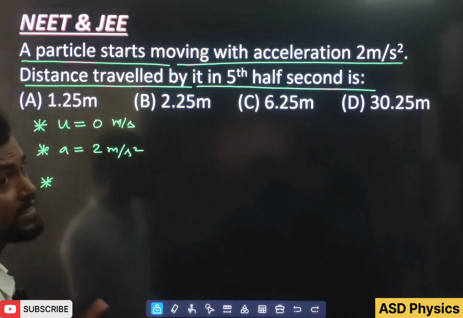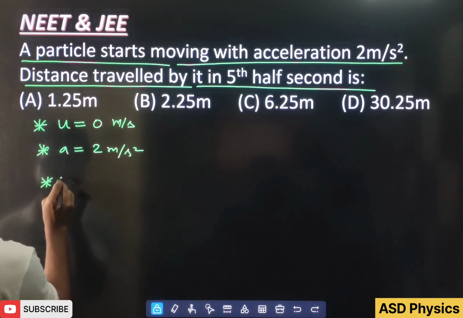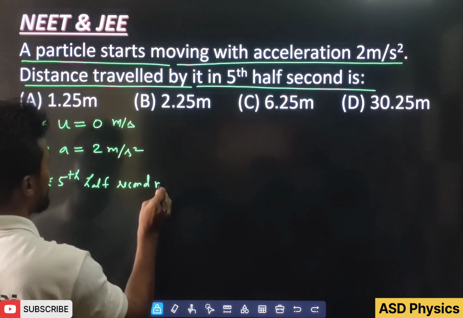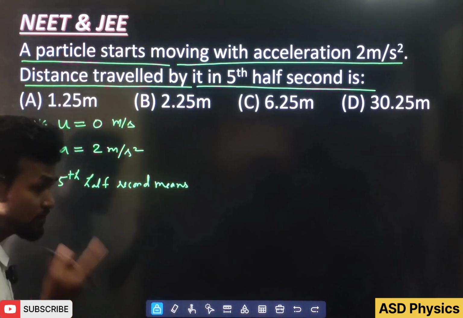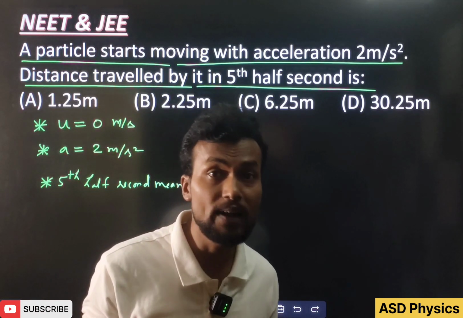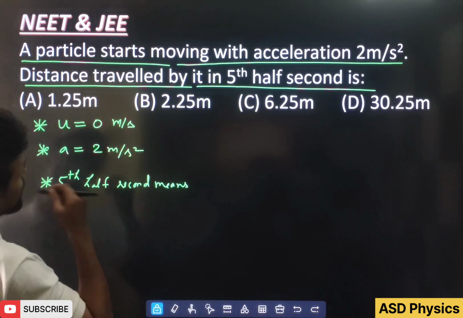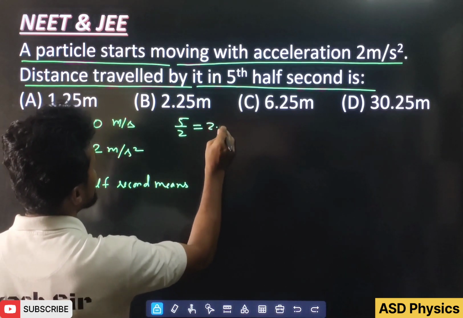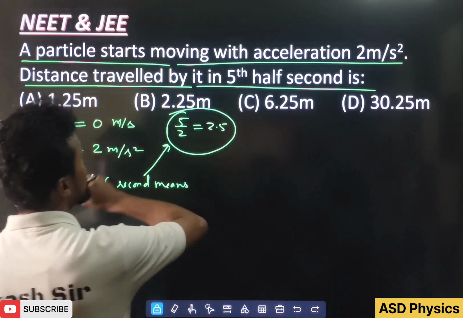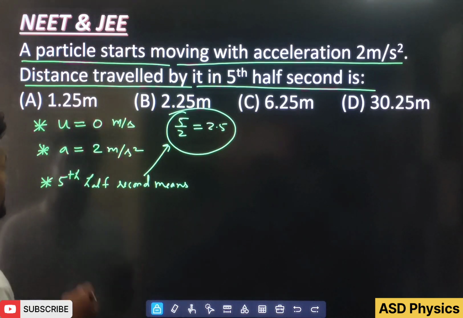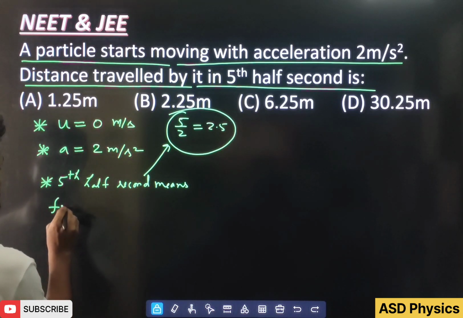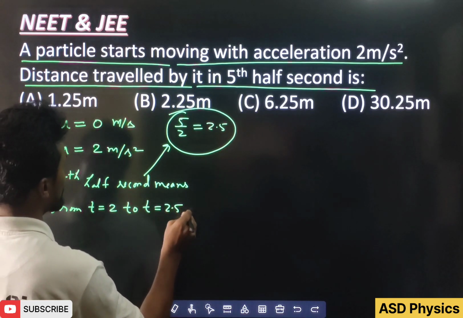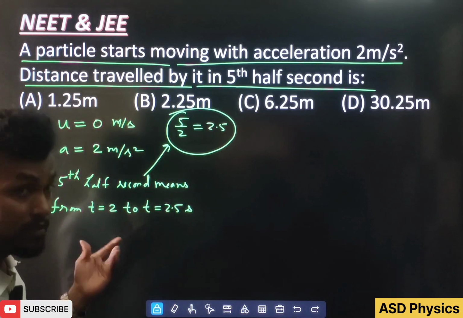And the next thing they are telling is fifth half second. So here you have to decode it. What is the meaning of the fifth half second? Fifth half means first you will do 5 by 2. 5 by 2, how much? 2.5. Again I'm telling, fifth half means 5 by 2, which comes 2.5. That means fifth half second means from t equal to 2 to t equal to 2.5 second. Remember that here.